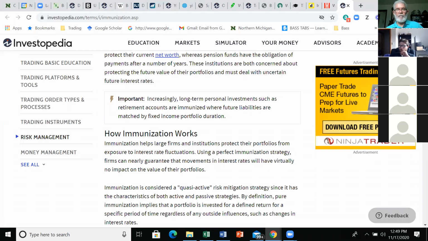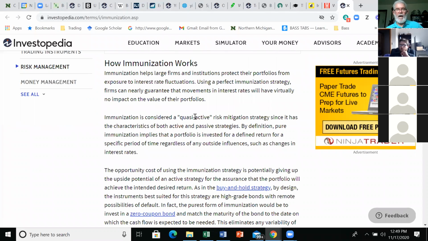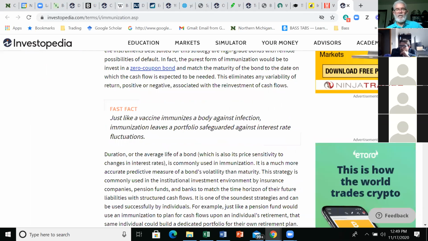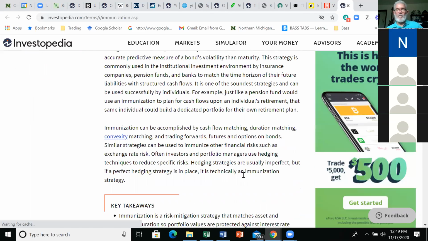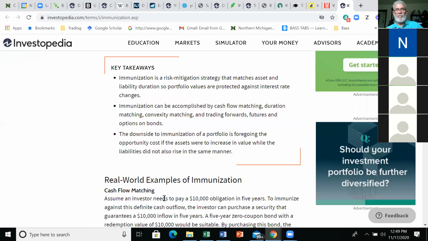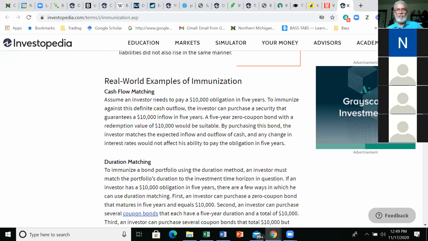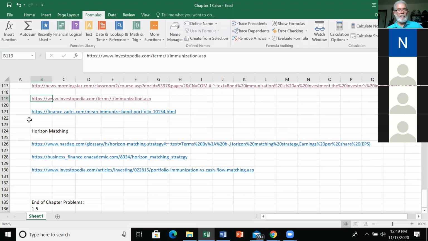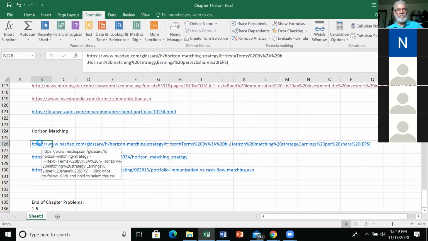Here's how it works. Considered a quasi-active risk mitigation strategy, since it has characteristics of both active and passive strategies. So this text for me is easier to read in a book. And then when I read this and go back and look at the book, it makes more sense. Key takeaways, real world examples. Good. I'll let you look at Zacks. And then we have finally horizon matching. NASDAQ, haven't looked at them today.